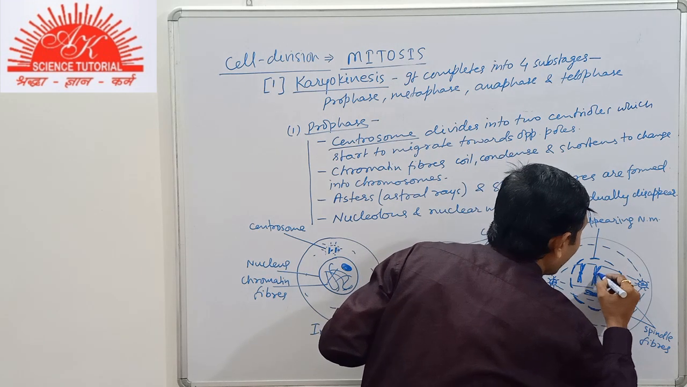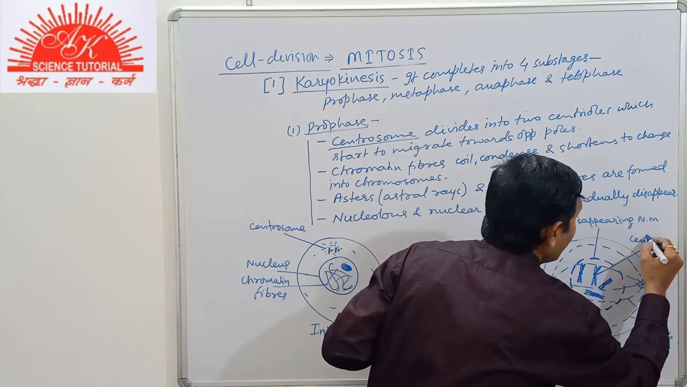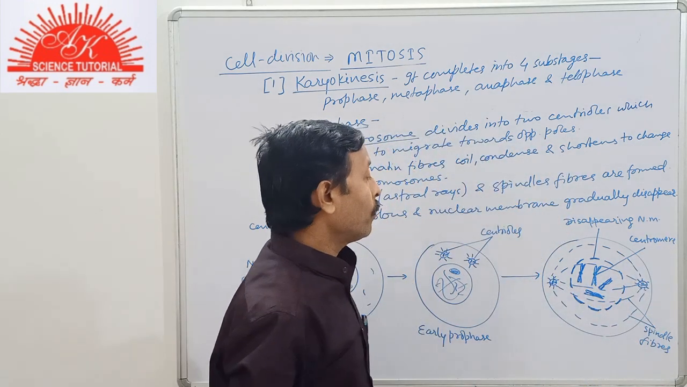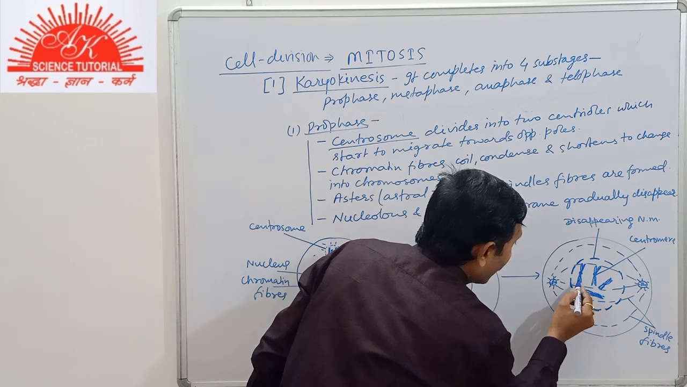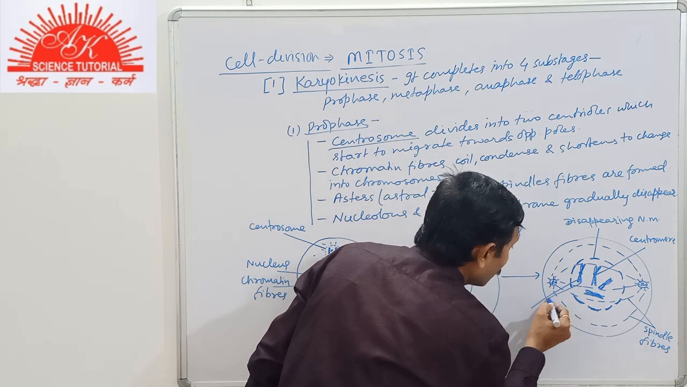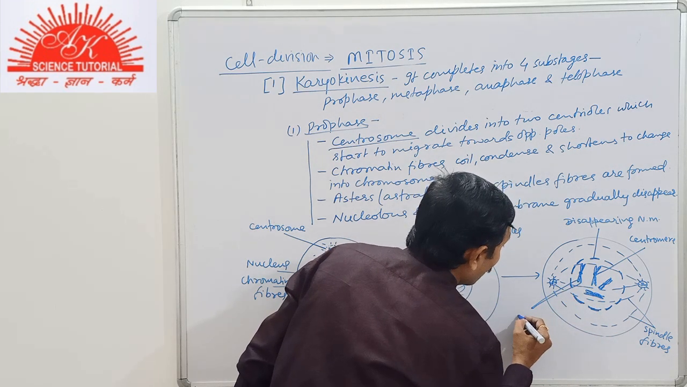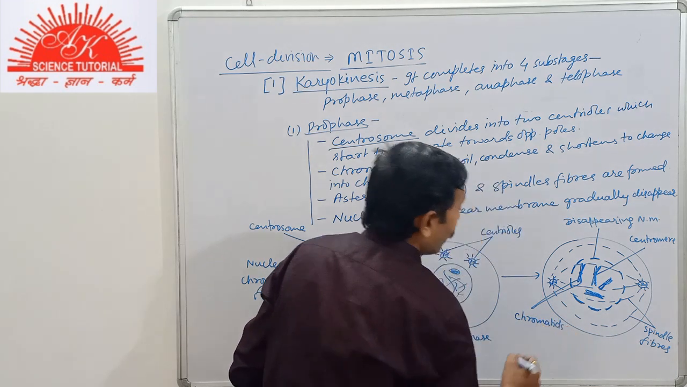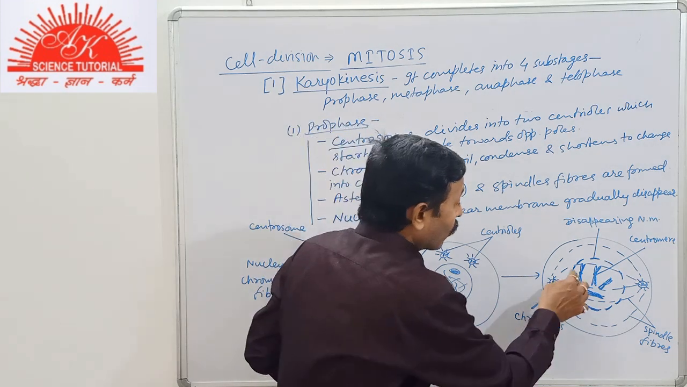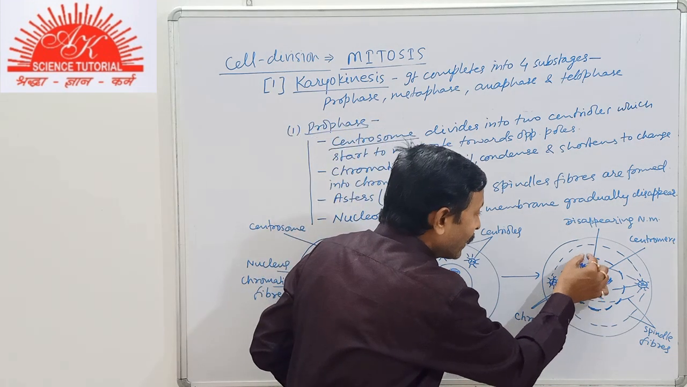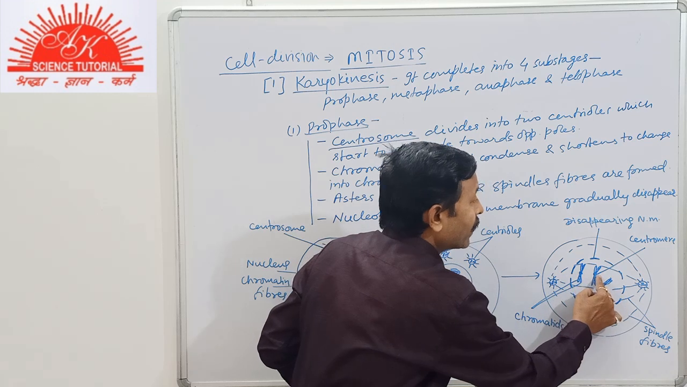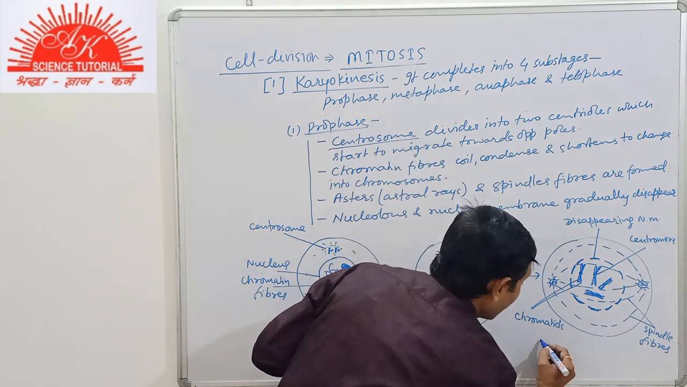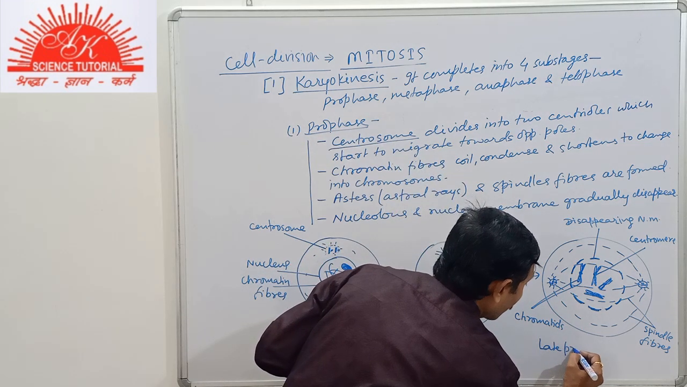Now this point is marked as centromere, and if you mark these two, they are chromatids. We will not mark it as a chromosome, since the thread is marked, it is not the complete structure. We have separately shown the centromere, and so it is a chromatid. Now this is late prophase.